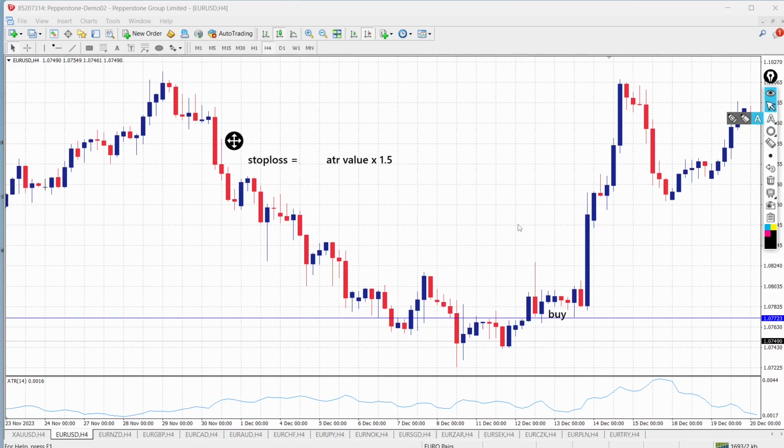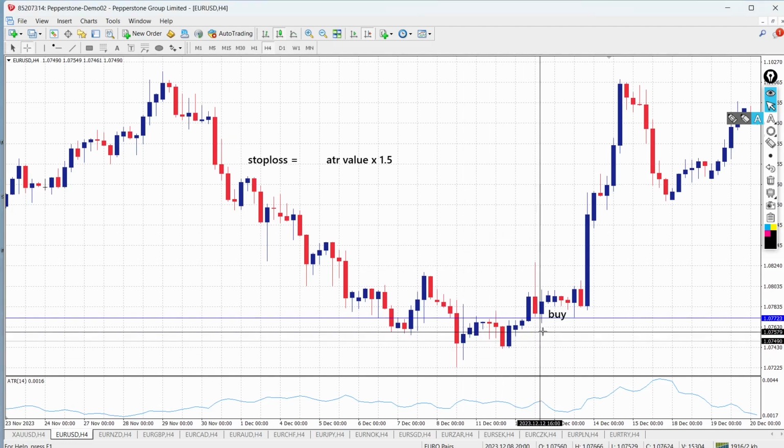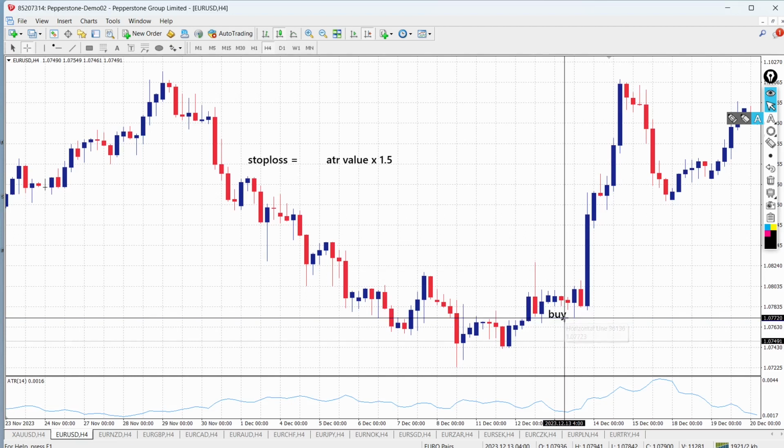We are going to put our stop loss at 0748. So from here, where we are buying from, up to 0748, around here. That means our stop loss this time is going to be here.